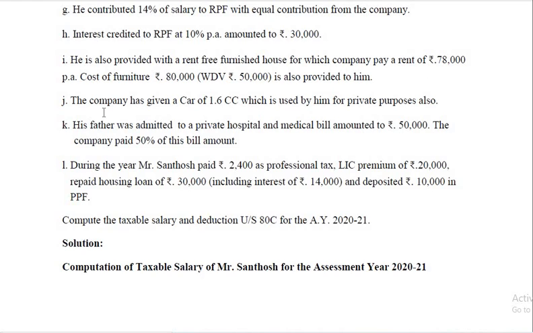Forget about that. The company has given a car of 1.6 cc. That means this is a small car. Up to 1.6, including 1.6, is a small car. If the cubic capacity of the car is more than 1.6, then only it is considered a bigger car. So you have to be very careful here. 1.6 and lesser than that is a smaller car. More than 1.6 cc is a bigger car.